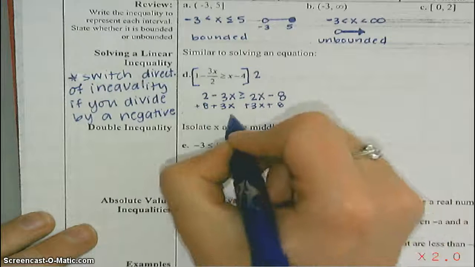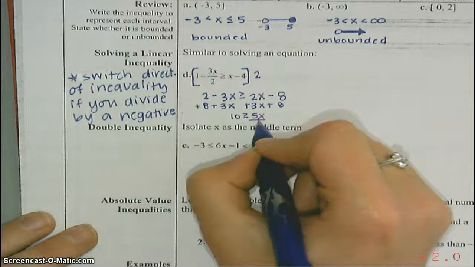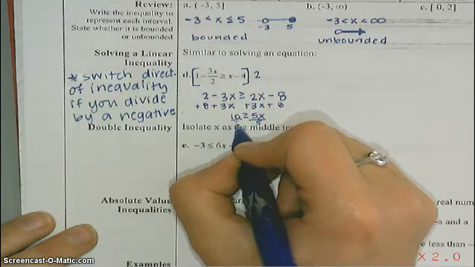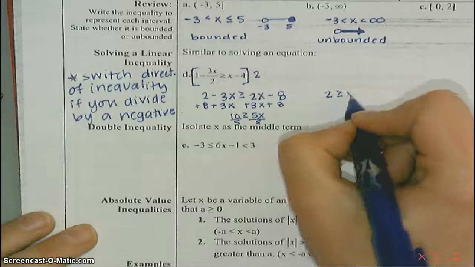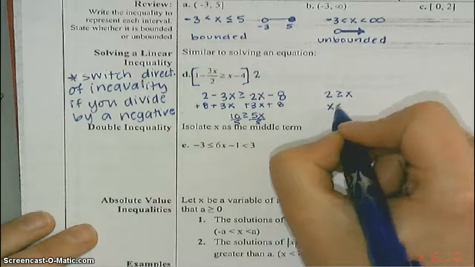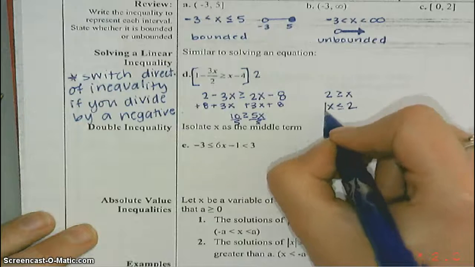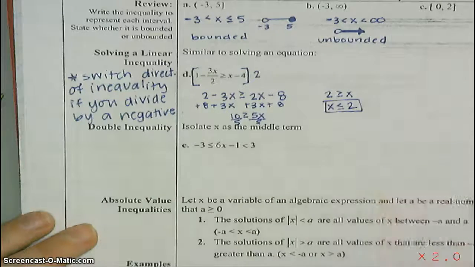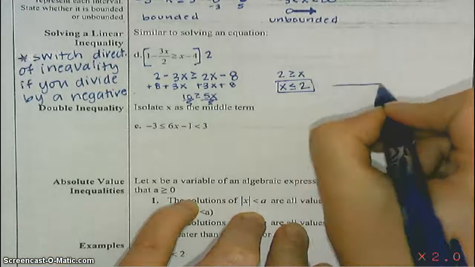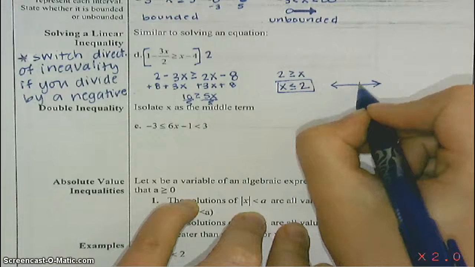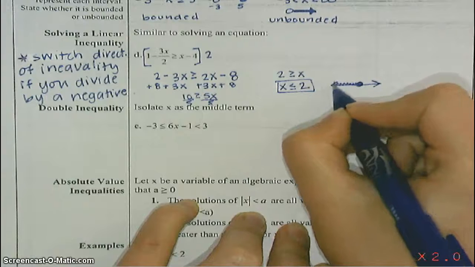So this is going to become 10 is greater than or equal to 5x. Now when you divide by 5, you don't have to remember to switch the sign or anything, and you're going to get 2 is greater than or equal to x. I like to rewrite it so that x is on the left side. So visually this is going to be, here's our number line. We're talking about all values that are equal to 2 and less than, so you're going to shade to the left.